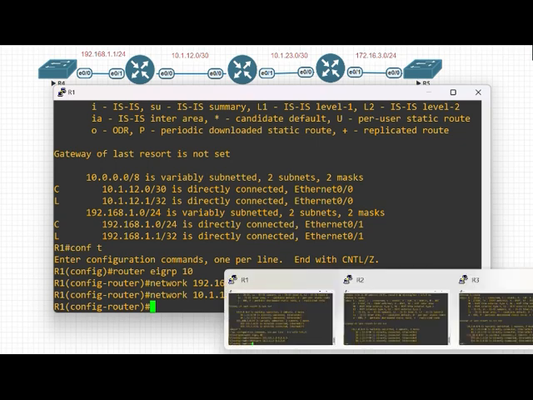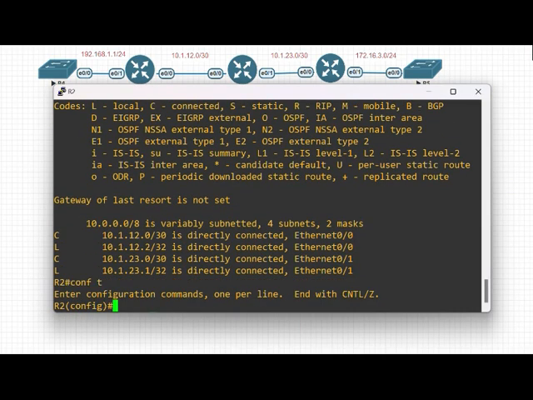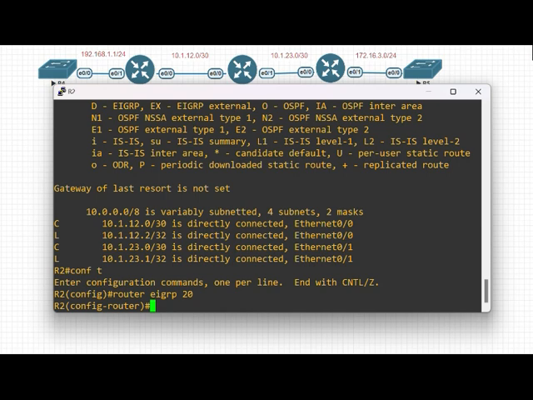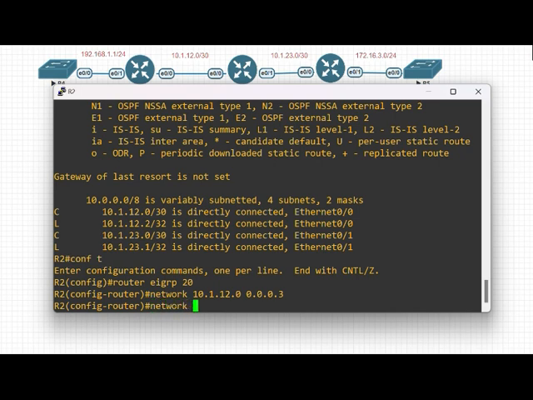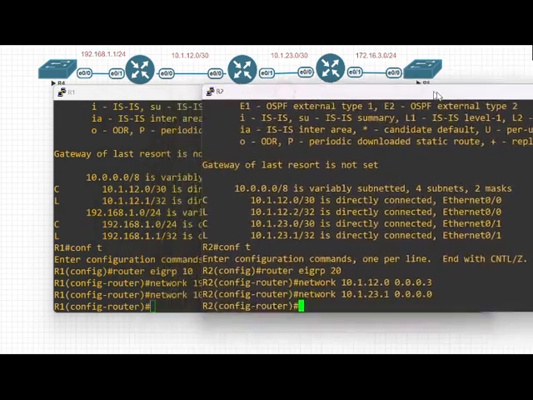Let's see if this works on router 2, if I use a different AS number. Now I'm going to do both of the methods, using the wildcard mask and also quad 0. The network facing router 1 is 10.1.12.0, and the wildcard mask will be 255 minus 252, so 0.0.0.3. And the quad 0 method is 10.1.23.1 with 0.0.0.0.